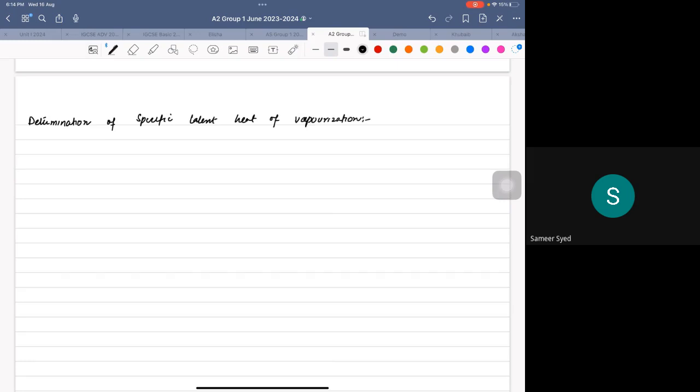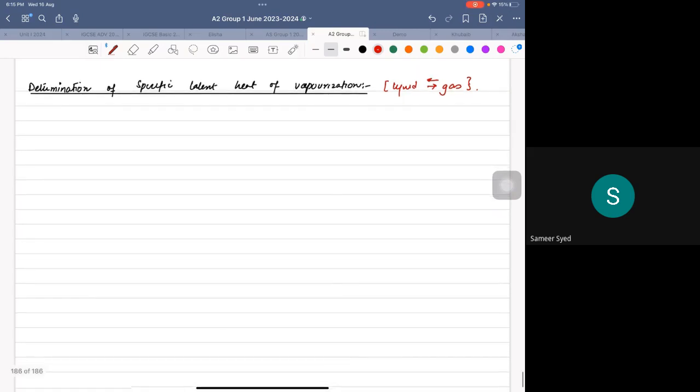If you do not remember, I'd like to remind you that latent heat of vaporization is the phenomenon where a liquid changes to gas and gas changes to liquid. This is what we should be knowing. I've also given you the definition before. Now we need to draw the whole diagram first.